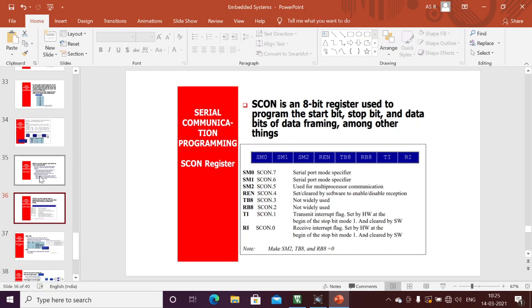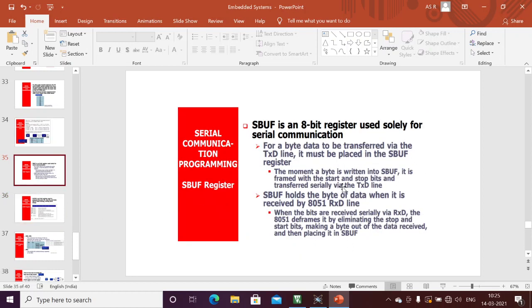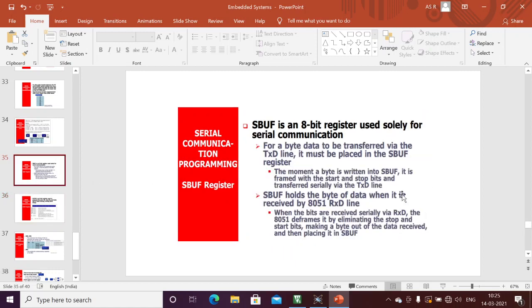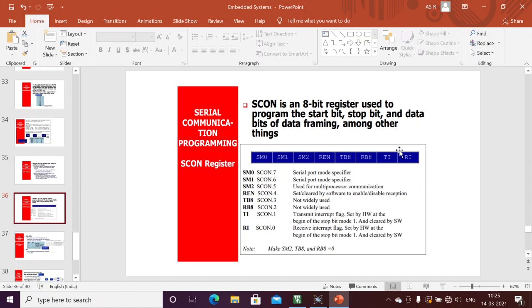For example, when I place the data into the SBUF, once this data is successfully transmitted, the TI flag rises to 1. Similarly, whenever data is successfully received by the SBUF, the RI flag will be set to 1. These two flags are set by the hardware. These are read/write flags, so from the software we can also clear them.